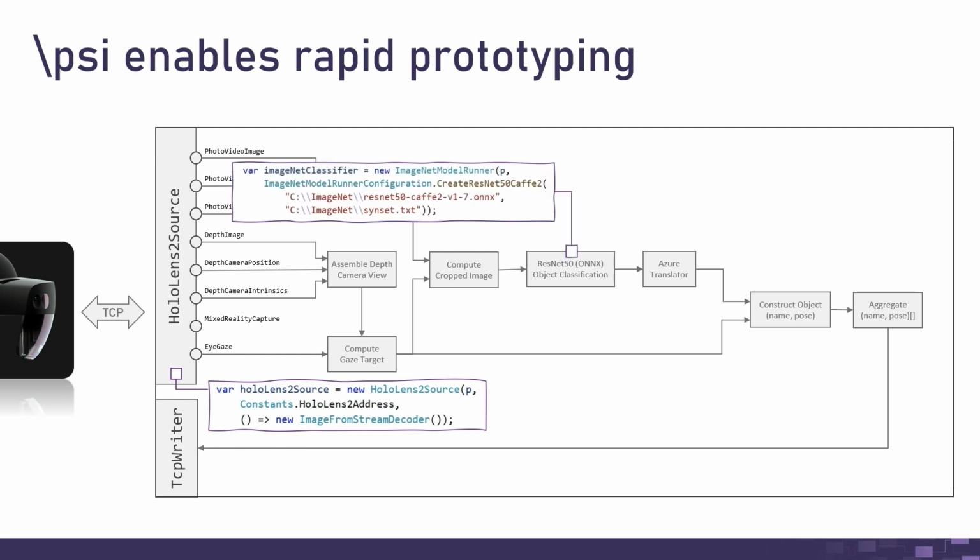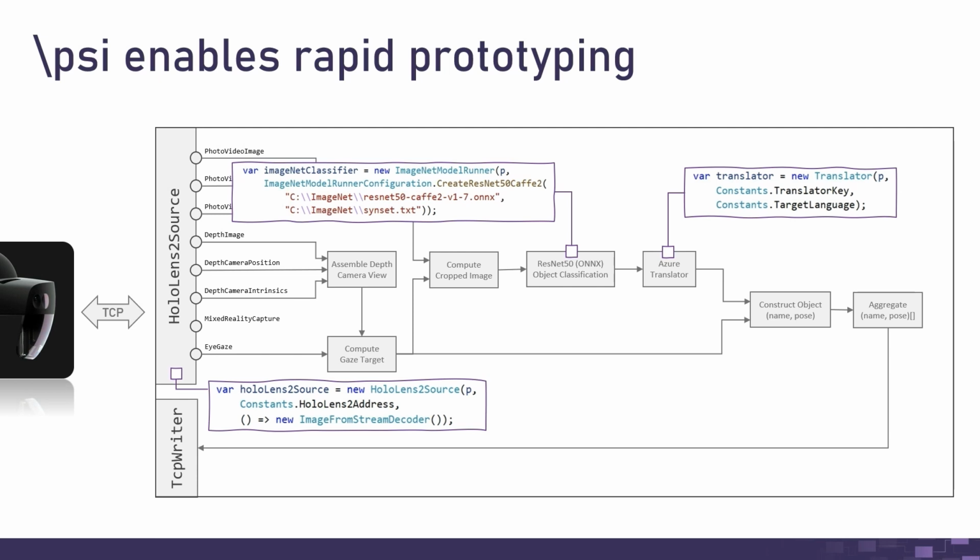Instantiating the ResNet object detection model can also be done very simply. We create a new image model runner Psi component and configure it in this case with a path to the corresponding ONNX model and the class label file. Similarly, the Azure Translator cognitive service can be instantiated with one line of code by passing it the service subscription key and the target language for translation.